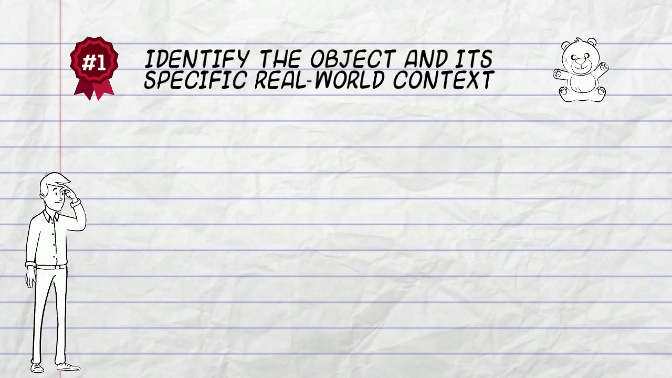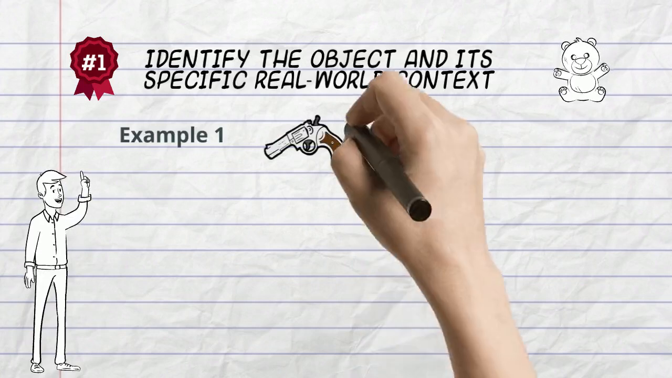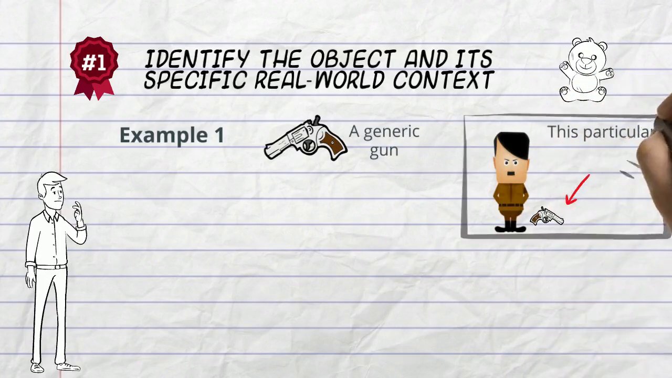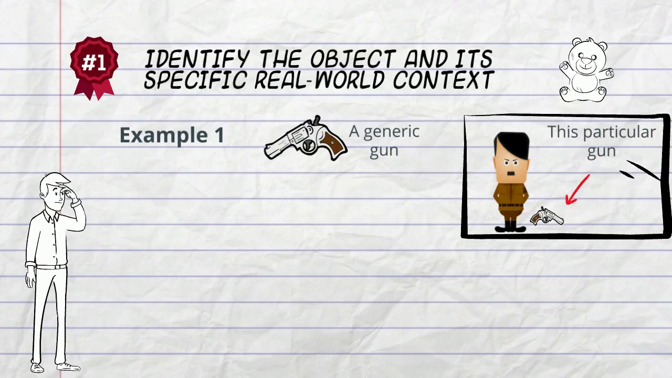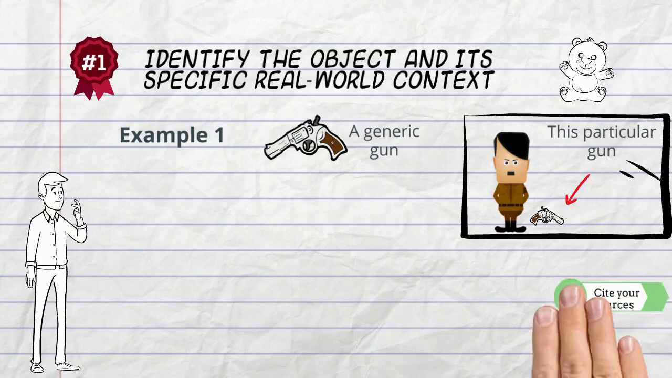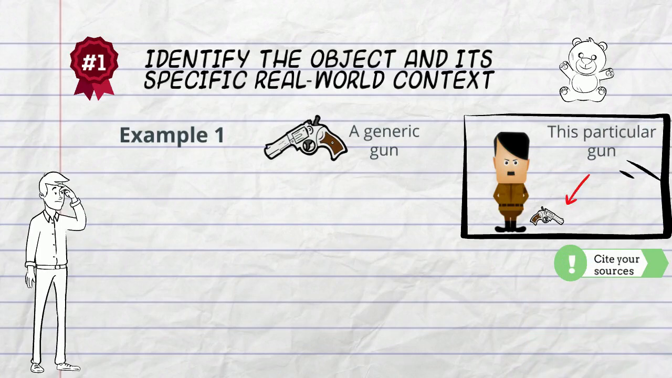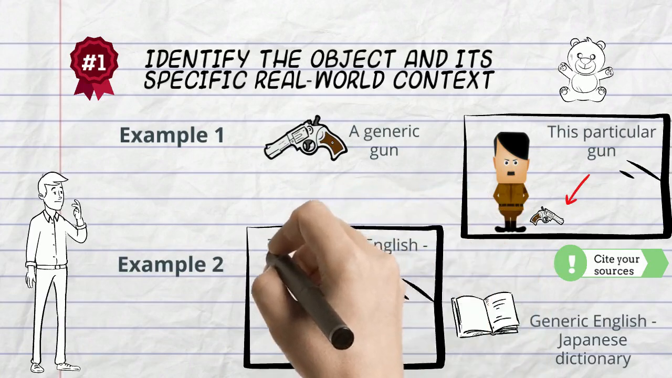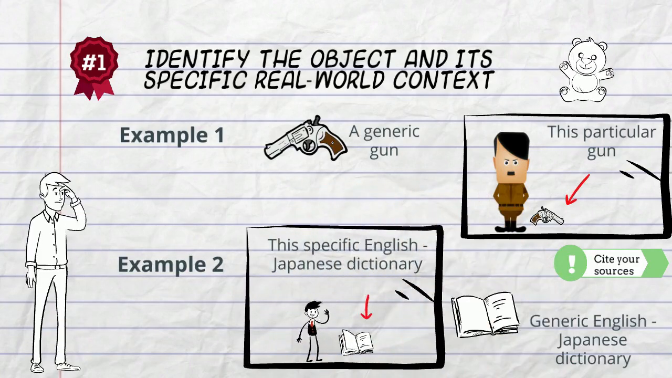For example, a gun is not a good object. However, a gun that Hitler shot himself with is a very specific object with a clearly defined context. You don't have to get hold of the actual gun. A picture found on the internet would be sufficient. Just don't forget to properly cite the sources. Another example, an English-Japanese dictionary is not specific enough. But the English-Japanese dictionary that you used during your trip to Japan last year and that you found so useful in many situations is better.